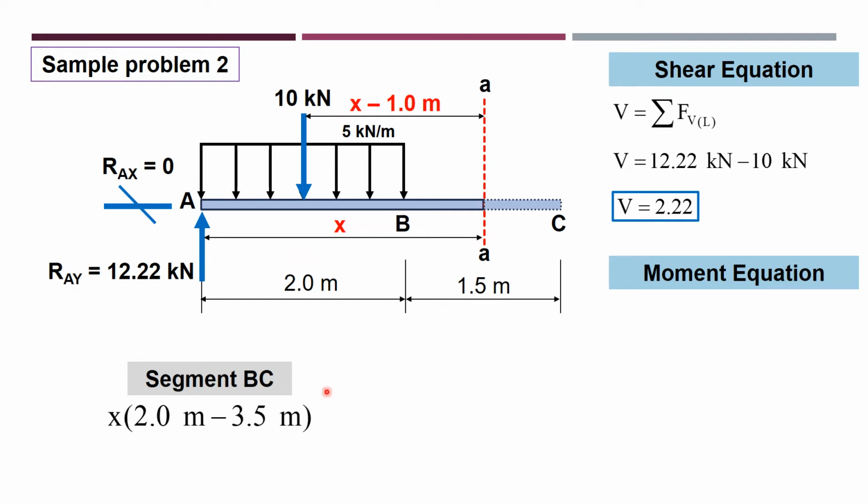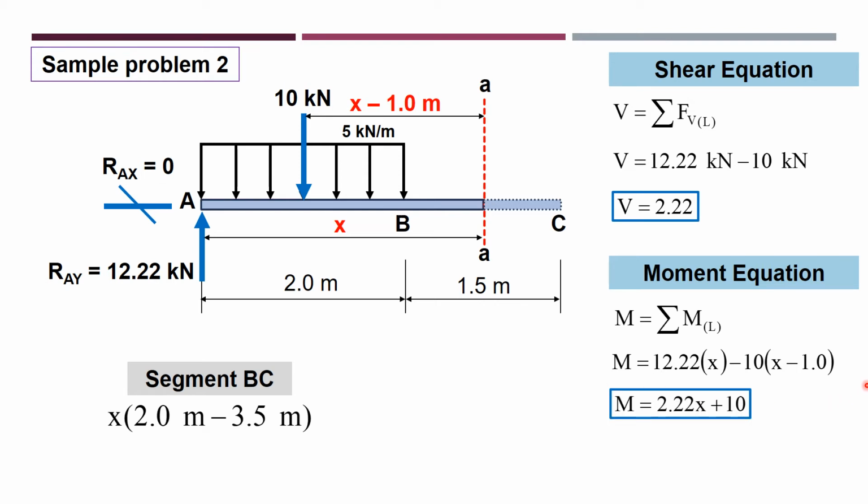So yung summation of moments to the left of the imaginary cutting plane, we will have 2.22 kilonewtons in clockwise direction with moment arm of x, and 10 kilonewtons will rotate in counterclockwise direction, so that's minus multiplied by its moment arm of 10 of x minus 1. So if we simplify this equation, we will have the moment equation for BC equals 2.22x plus 10.